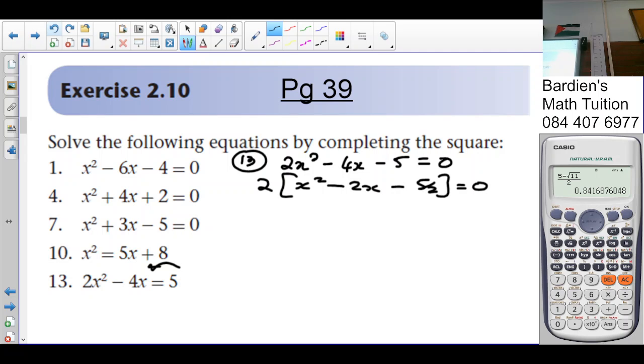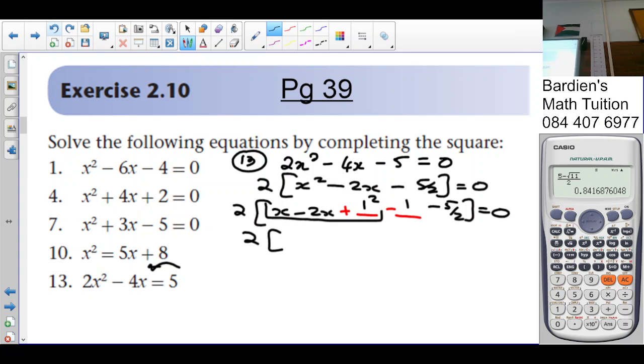So to complete the square, let's add a number minus the same number, minus 5 over 2. What is the number in this case? 1 squared. And 1 squared is a perfect square trinomial. So what would that perfect square trinomial be in binomial squared form? It will be x minus 1 squared, minus 1 minus 5 over 2, which is negative 7 over 2. Is that correct? Equals 0.